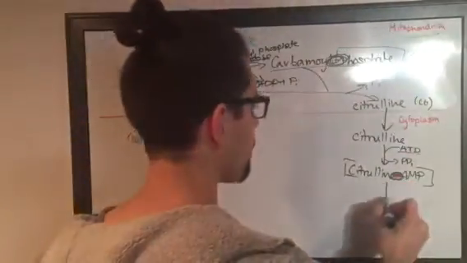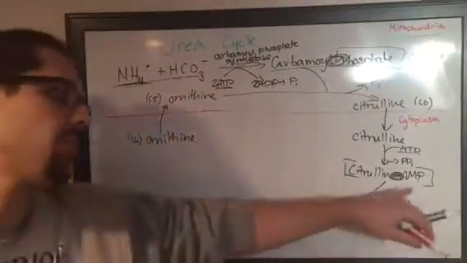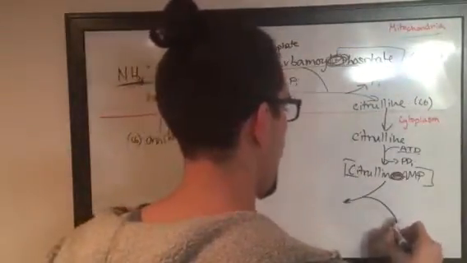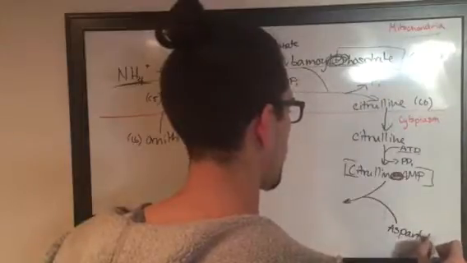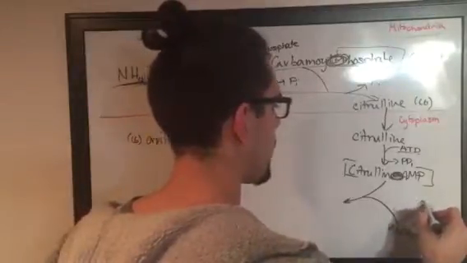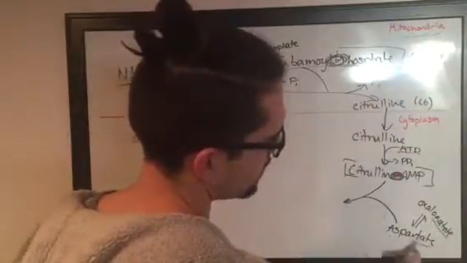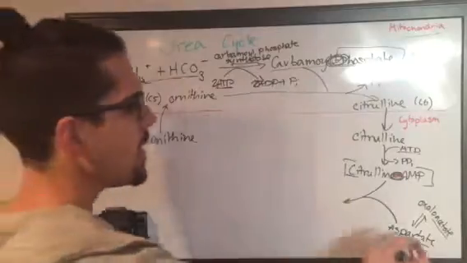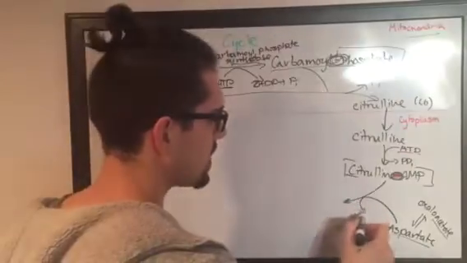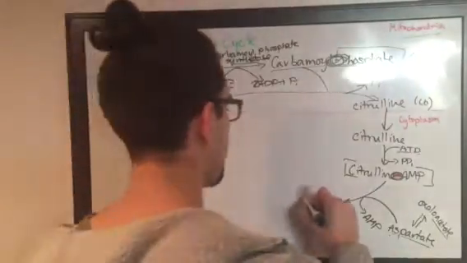What's gonna happen now? And this is where things start getting a little bit interesting. That AMP group is going to be switched with something else. In this case, it's going to be switched with aspartate. Aspartate, just conveniently, is an alpha keto acid of oxaloacetate. Look, acetate, aspartate. Very close. Those two are interrelated. This aspartate is going to combine with the citrulline AMP with the release of that AMP, and that's going to form a compound known as arginosuccinate.